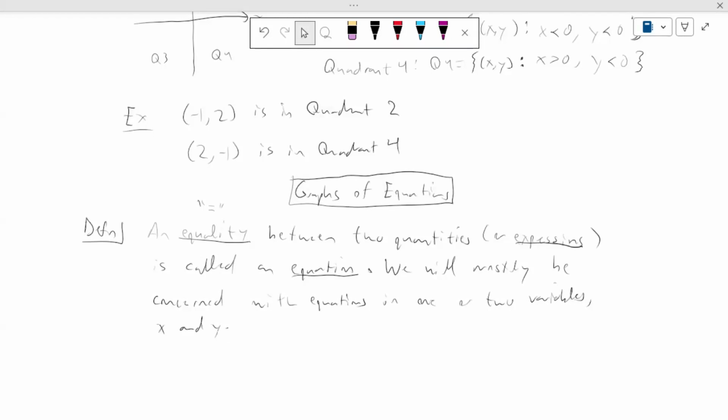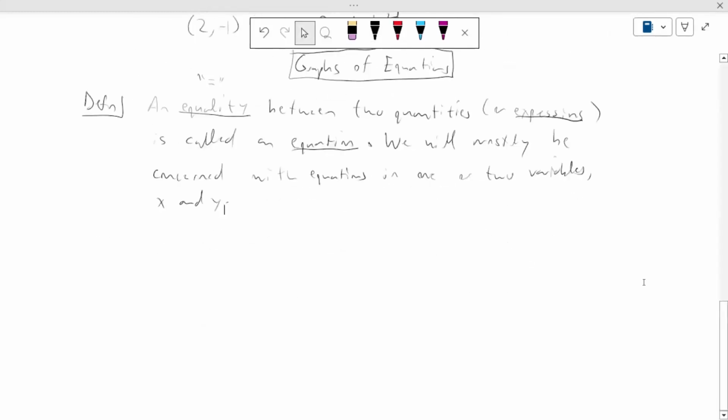Just as an example of what some equations are, we have 2y equals 3x. That's an equation. Or how about negative 12x plus 3y equals 5x squared? That's another equation. And then y equals 4 minus x squared. That's an equation as well. So all it takes to be an equation is that you have an expression equal to some other expression.